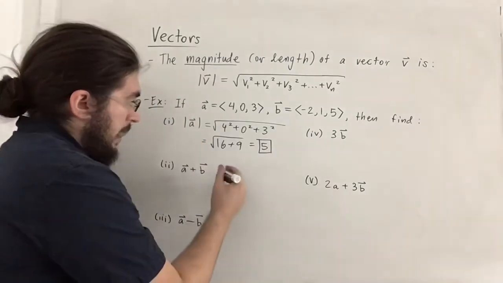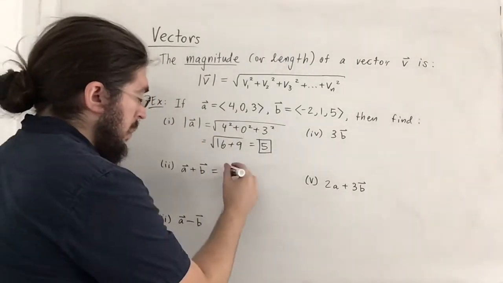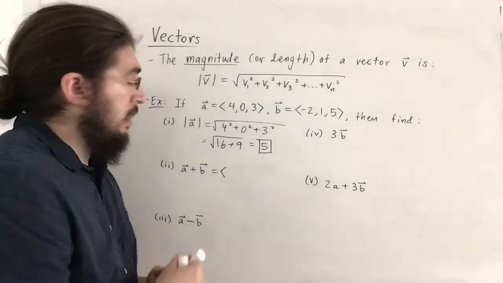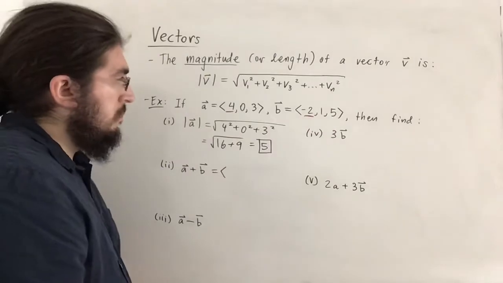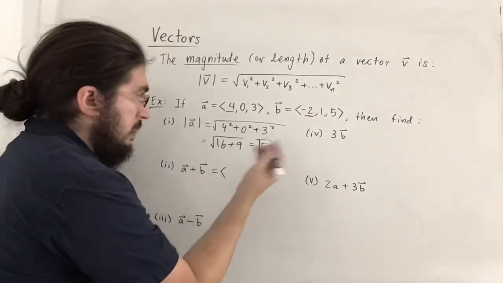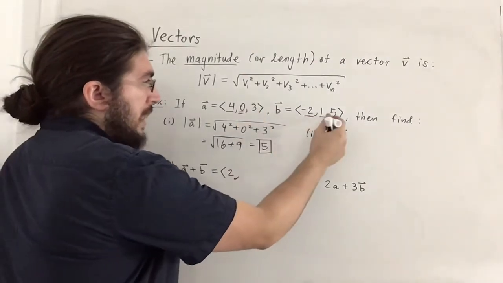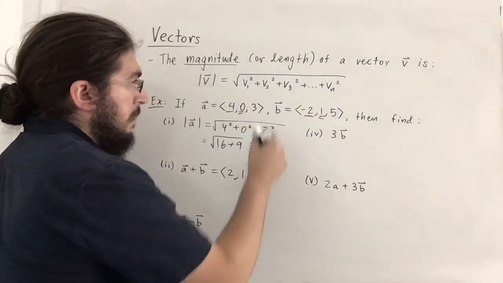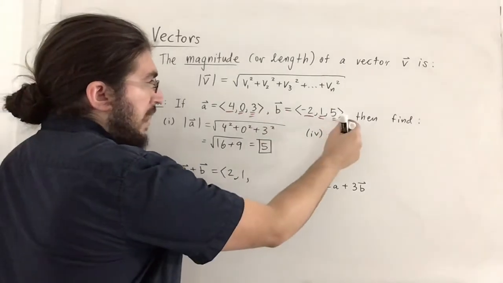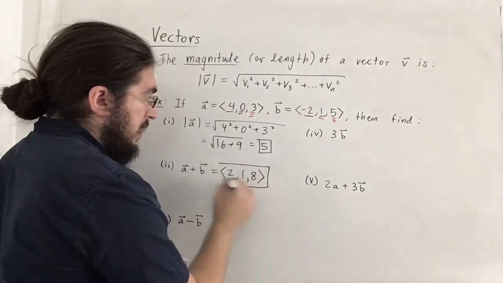Good. Now, how do we add A and B? Well, we just add their components. So this is going to be pretty straightforward. We're just going to look at the first component, or x component, of each, and add those. Notice in this case, 4 plus negative 2 is the same as 4 minus 2, which is 2. Then for the second components, 0 plus 1 is 1. And then finally for the third components, 3 plus 5 is 8. So that's it. That's how straightforward addition is.